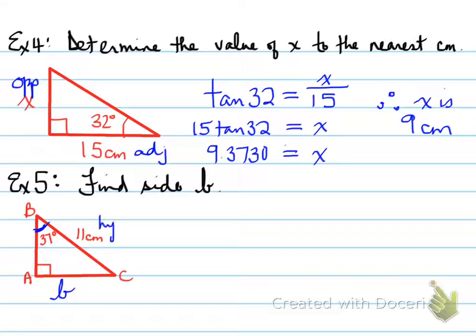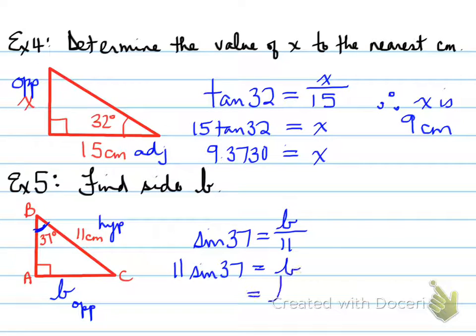And we have 11 is our hypotenuse, b is our opposite. What uses opposite and hypotenuse? That's right, it is sine. So sine of 37 is equal to b over 11. Solve by multiplying because the unknown is on top, and we get 6.6200 units. The units is centimeters.